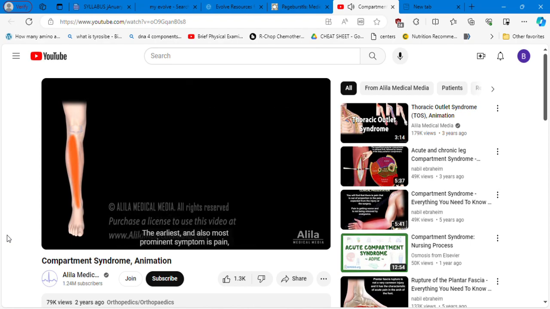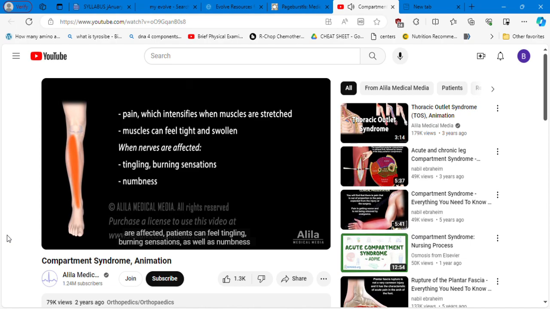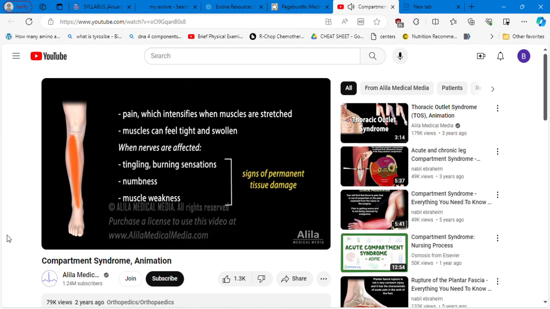The earliest and also most prominent symptom is pain, which intensifies when muscles are stretched. The muscles can feel tight and swollen. When nerves are affected, patients can feel tingling, burning sensations, as well as numbness and muscle weakness. These are signs that permanent tissue damage has occurred. There are 2 types of compartment syndrome: acute and chronic.